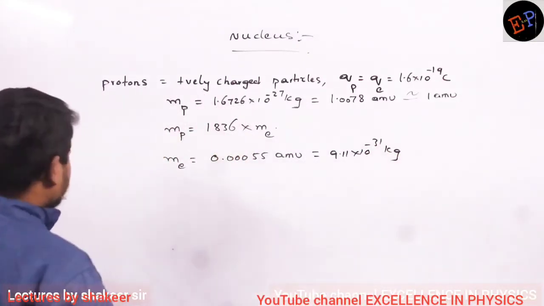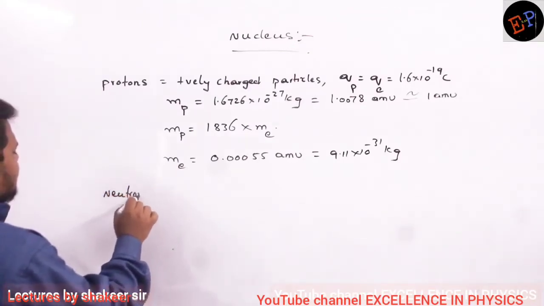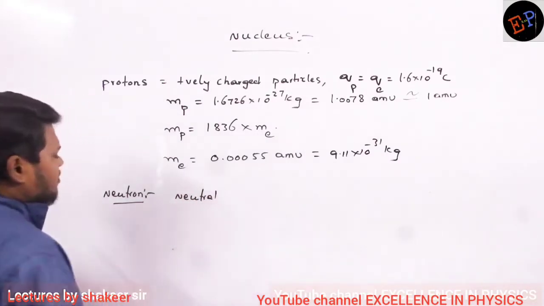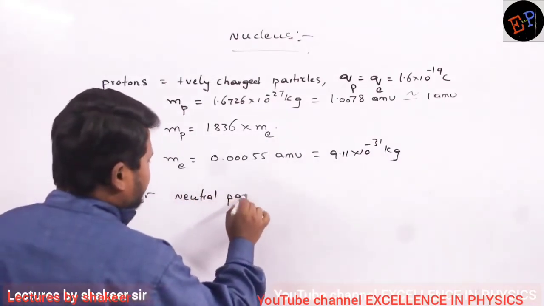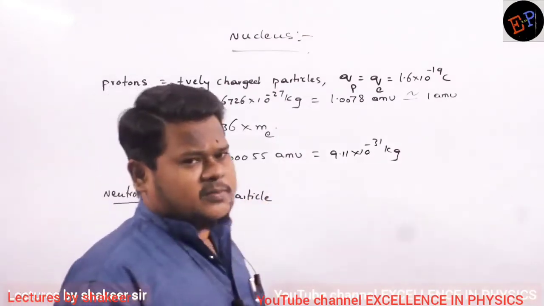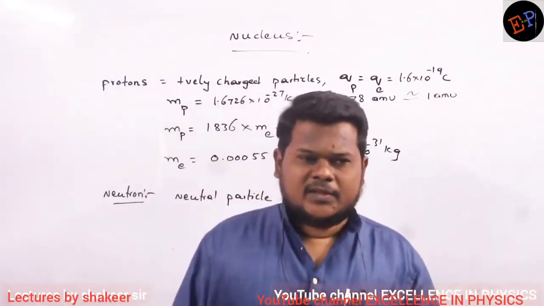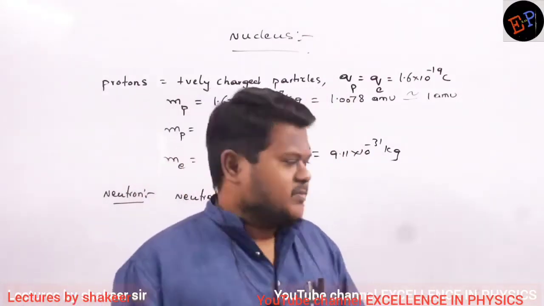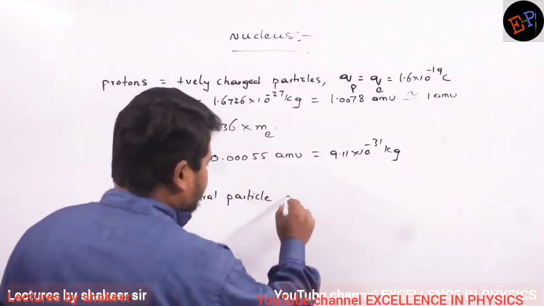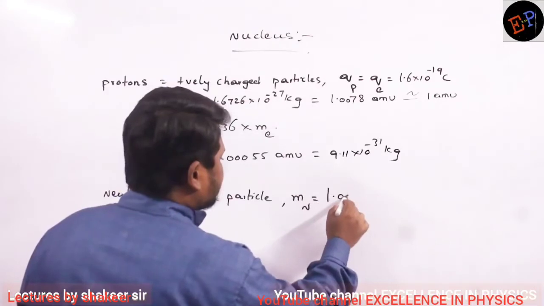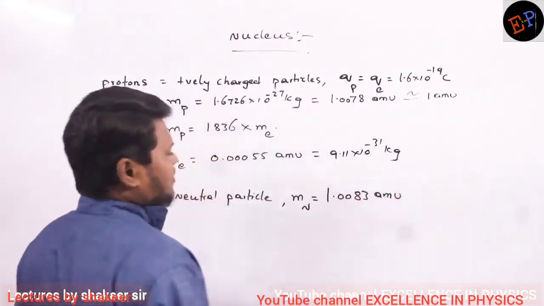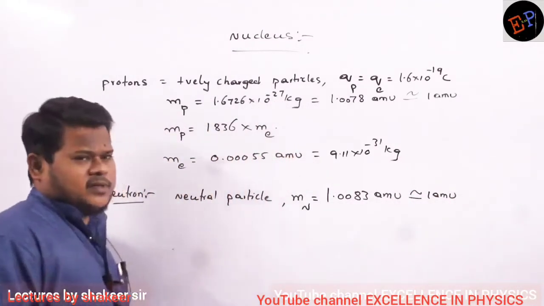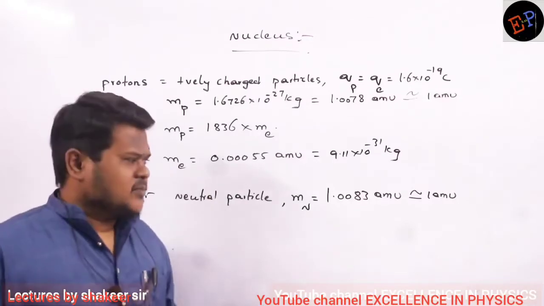Now about the neutron. This is a neutral particle, and that is why it is given the name neutron. Neutral particle means it doesn't have any charge. Only protons and electrons are charged particles. The mass of a neutron is approximately 1.0083 atomic mass units, again almost equal to 1 AMU, but slightly greater than 1 AMU.